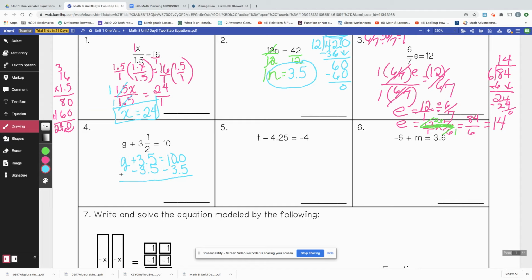So on the left side, I bring down this G. I notice that positive 3.5 and negative 3.5 zero out. There's zero. There's nothing. I'm done with that. So once again, I'm subtracting 3.5 from both sides because I've got to keep that equation balanced. So if I take 3.5 away from 10, I have 6.5. G is equal to 6.5.